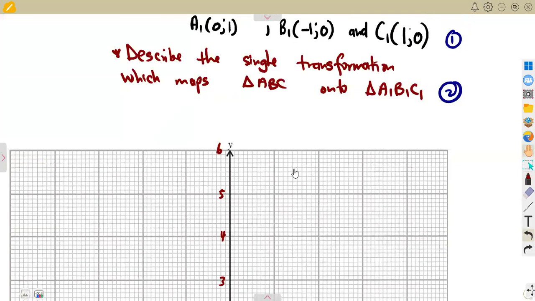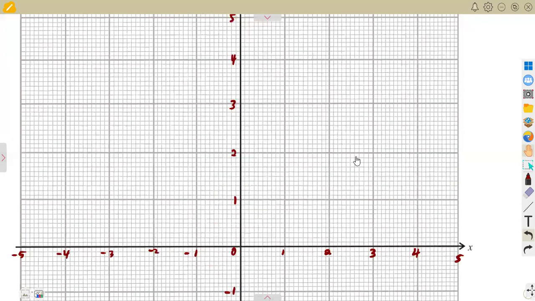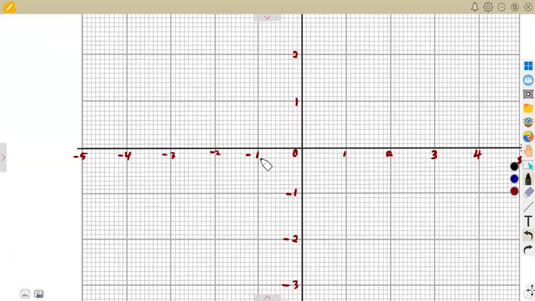The first triangle is ABC, with A (-3, -3), B (-4, -4), and C (-2, -4). Let us mark this triangle first. The triangle ABC, we are given that A is (-3, -3), so x is -3, y is -3. They meet at this point, so that is where our A is. I'm just going to name this A, writing A aside the point, not on it.